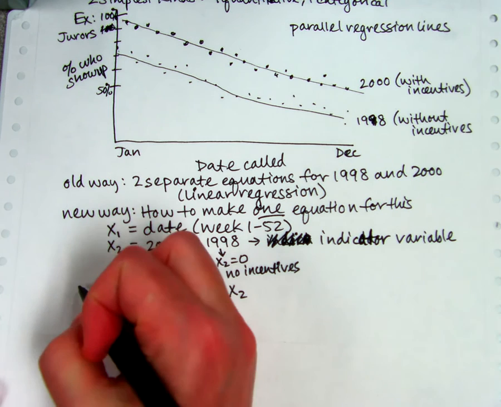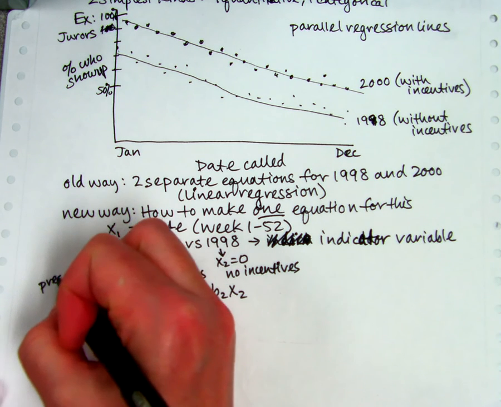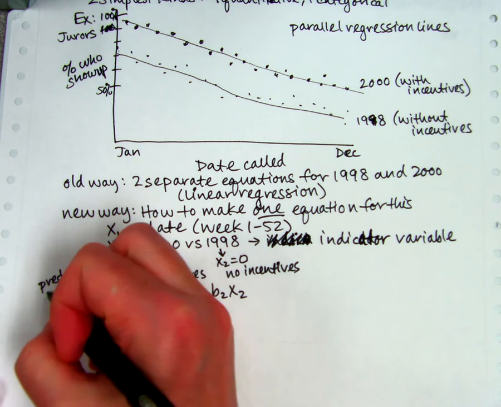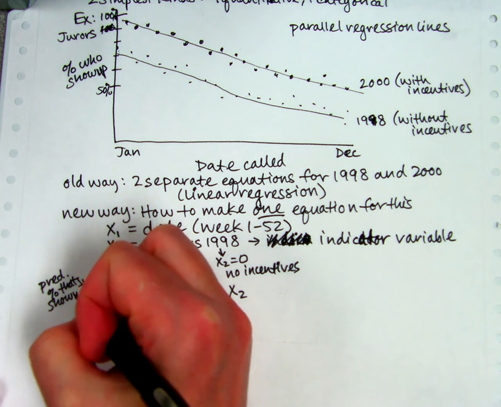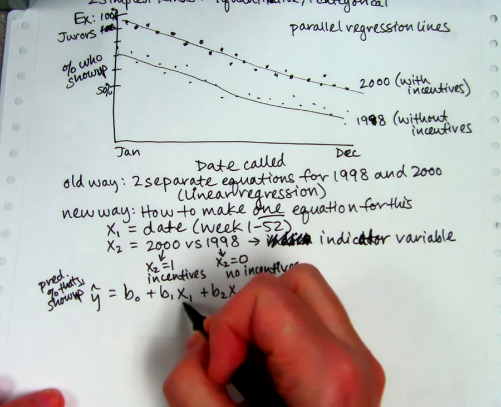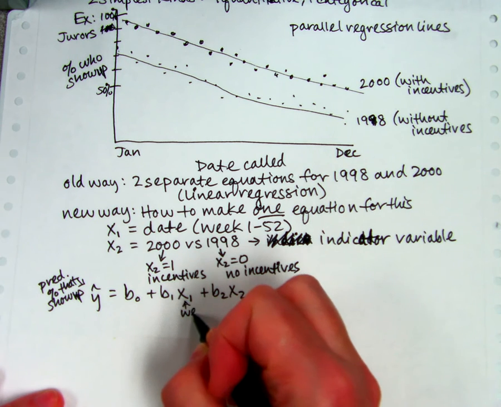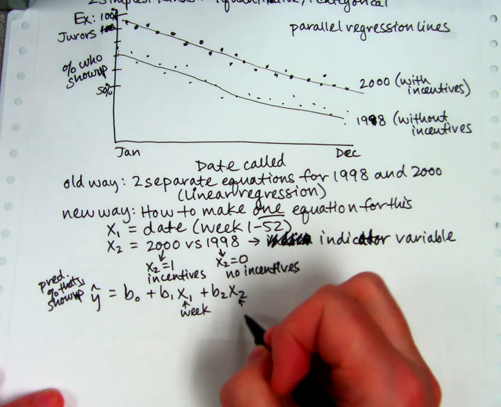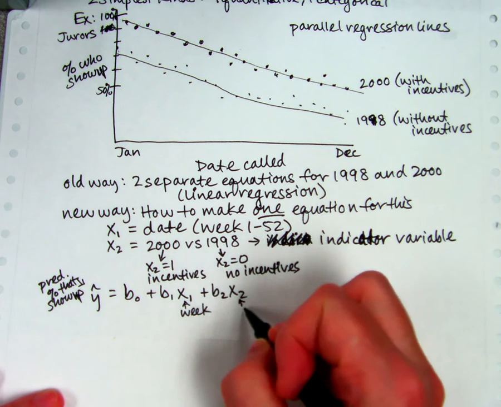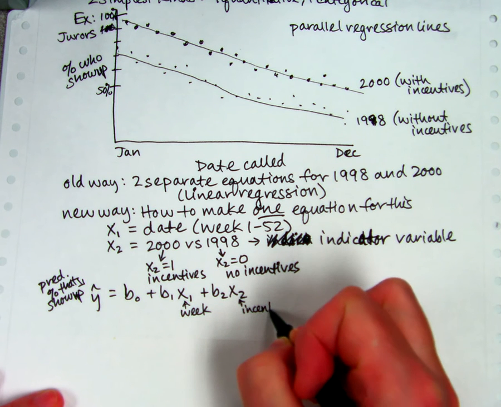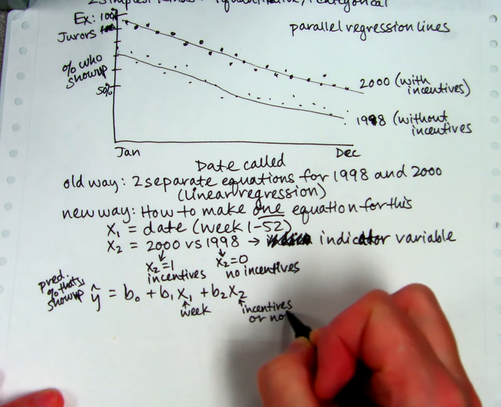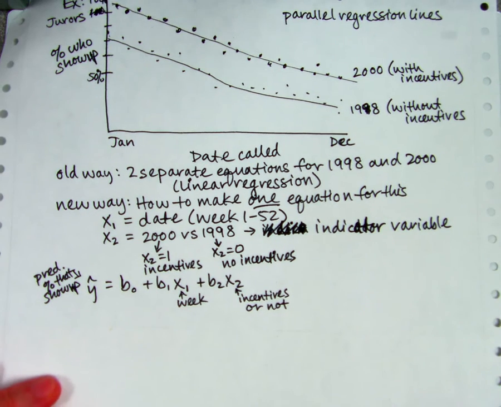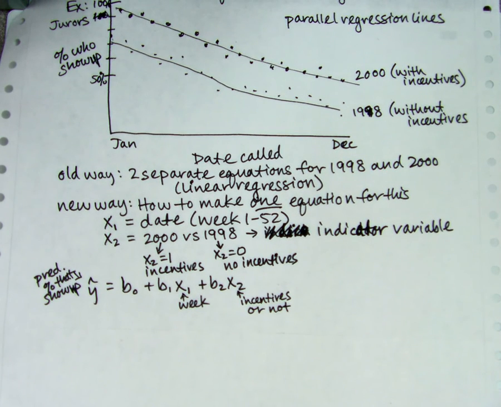Yeah, so this is our predicted y value, which in this case means the predicted percent that show up. And remember that x1 represents which week we're in. x2 represents which year we're in, or more specifically, it represents incentives or not, because that's more important than how many years went by. It's the change that was caused by these incentives or not. And that's our indicator variable. And so this equation could give me a lot of information just all in one equation.